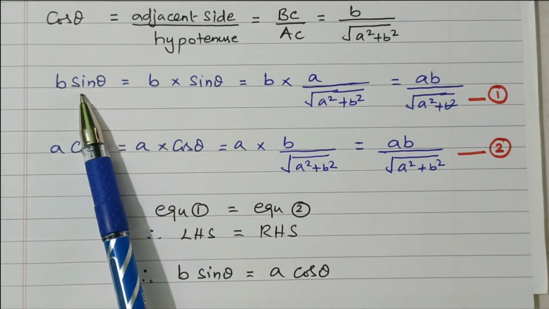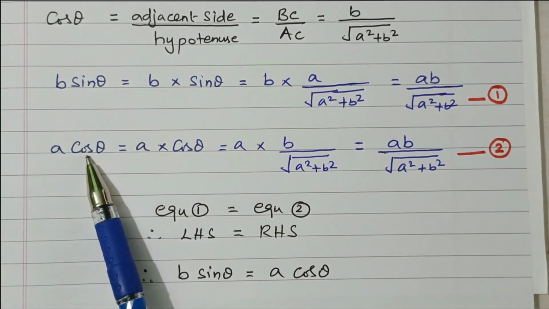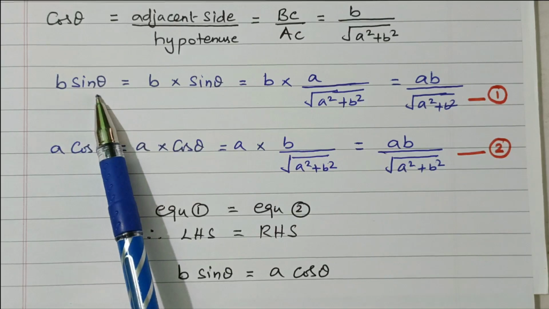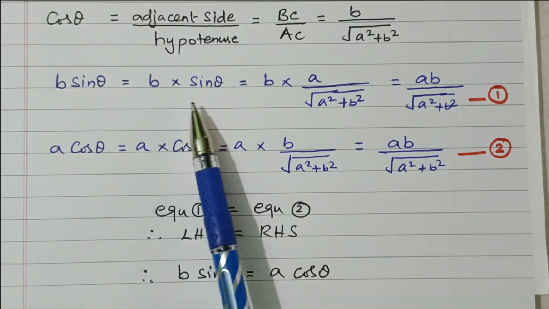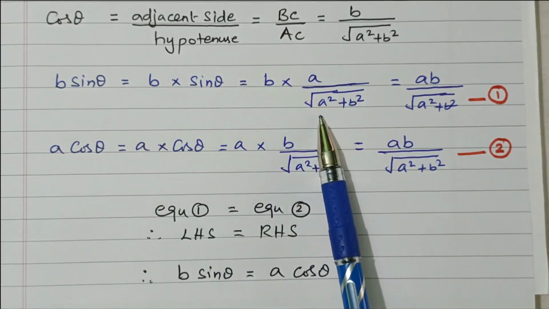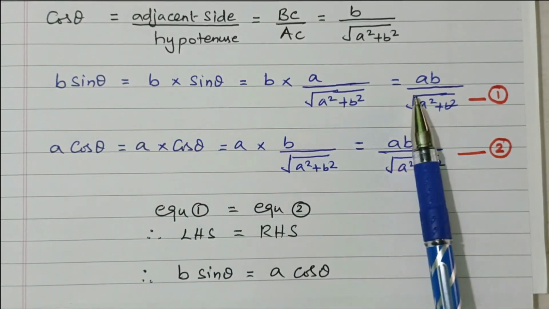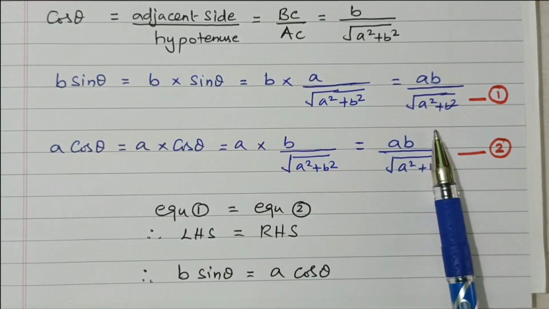Now we'll go to the proof for that. We need to show that b sin theta equals a cos theta. First we will find b sin theta. B sin theta equals b into sin theta, that is b into a divided by square root of a square plus b square. So that is ab divided by square root of a square plus b square.